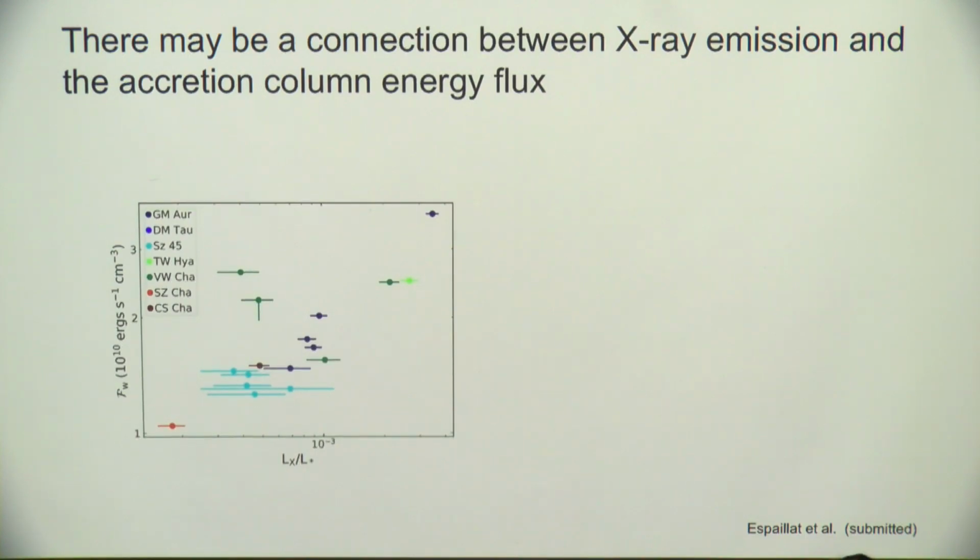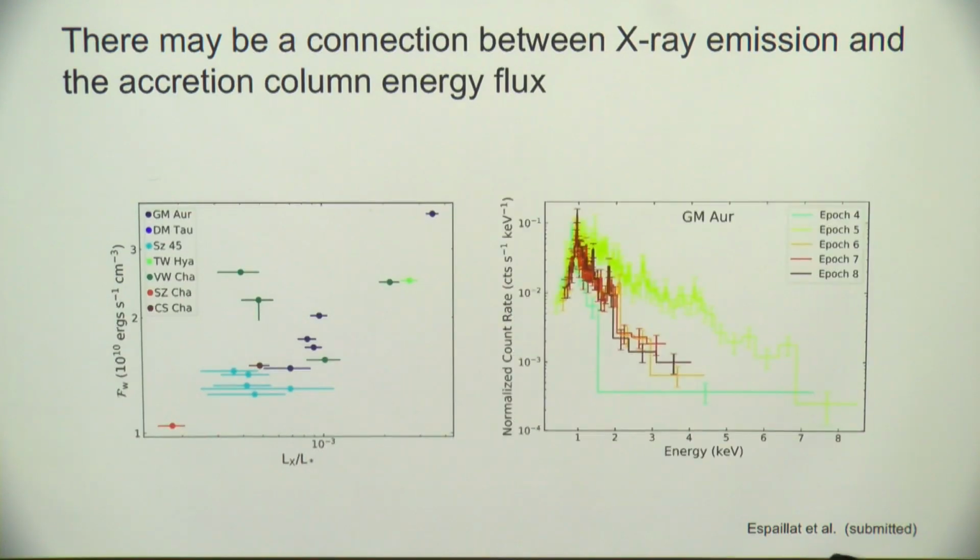So what could this be telling us? This point up here is actually GM Aur again, and this is in epoch 5, which is where we had Swift data. So we didn't have Chandra data for that epoch. So here's all the X-ray data that we have for GM Aur. Here's the Chandra data that I showed you before, and here the less great data is the Swift data.